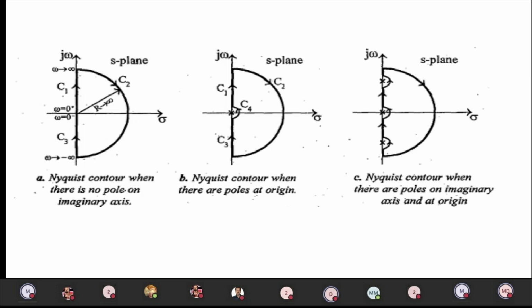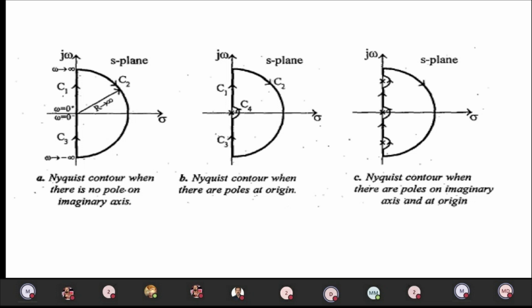Next contour is when there is a pole at the origin. If there is a pole at the origin, we can have four contours, that is C1, C2, C3, and C4. Here, there is a small contour which will have a radius of 0, and the phase angle varies from -90 to +90.